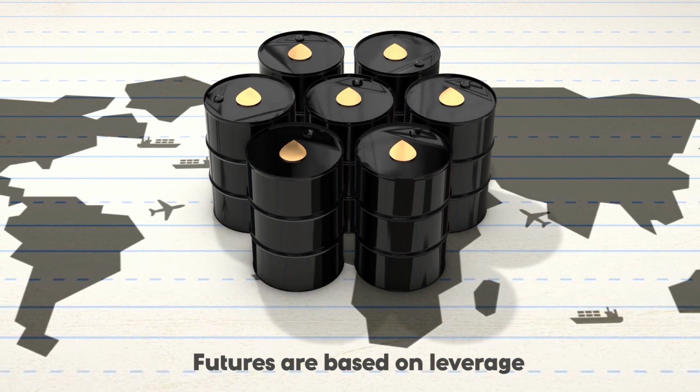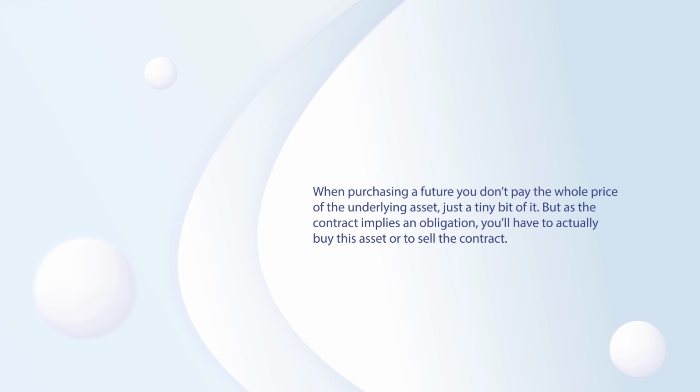An important thing about futures, though, is that they are based on leverage. When purchasing a future, you don't pay the whole price of the underlying asset, just a tiny bit of it. But as the contract implies an obligation, you'll have to actually buy this asset or to sell the contract. In case the price of the asset goes down, you might have to sell the contract for a much lower price than you've paid. So you need to be careful. Losses in futures trading can be as big as the gains.